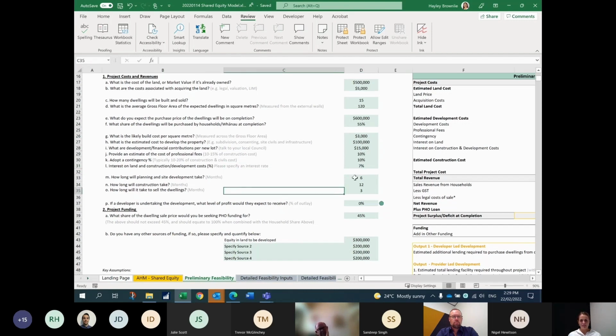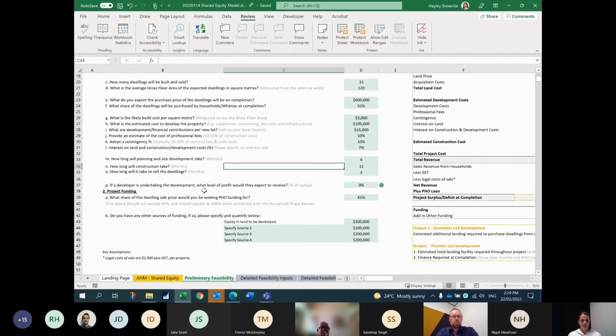Down here, we've got an estimate of how long the development might take in terms of the planning and site development, the construction phase, and through to sell down. If a developer is looking to undertake the development, you can record what percentage profit they're expecting from it. So they might say, look, we'll do the development. We're looking at a 10% profit on this, and you can use this to test whether that is realistic.